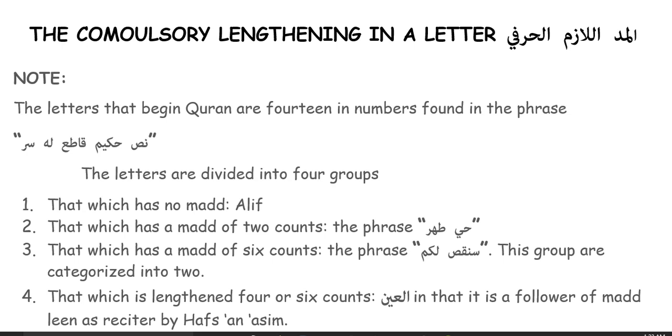The first is that which has no mad, and that is Alif. Alif cannot be prolonged in any way. It is not read as Alif, no, but Alif. Then that which has a mad of 2 counts, and they are also used in the phrase Hayya Tuhrin. We only prolong them for 2 counts.